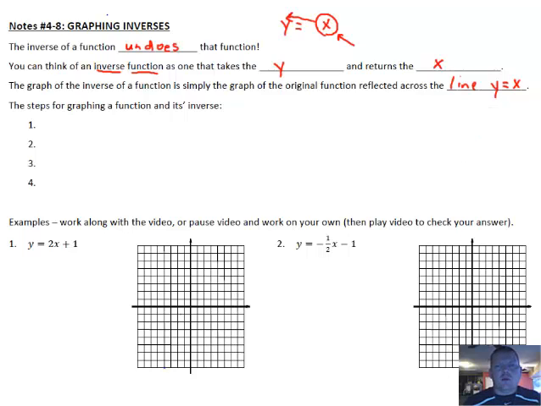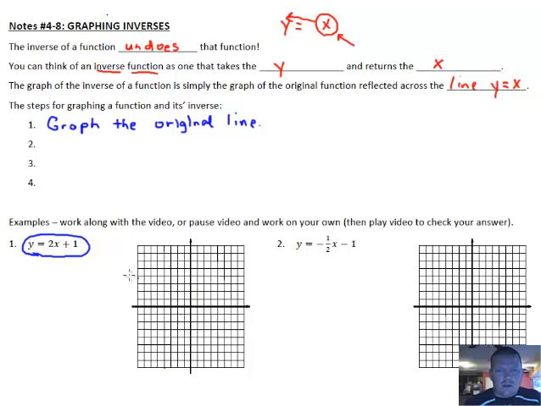So how do we graph an inverse? Well, the steps for graphing a function and its inverse are pretty straightforward. There's 4 steps I'm going to give you. The first step is to graph the original line that you have. If you look down at example 1, the original line is y equals 2x plus 1, so our first step would be to graph that line.